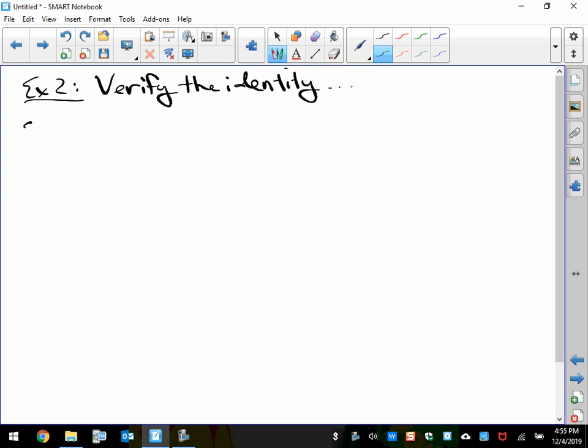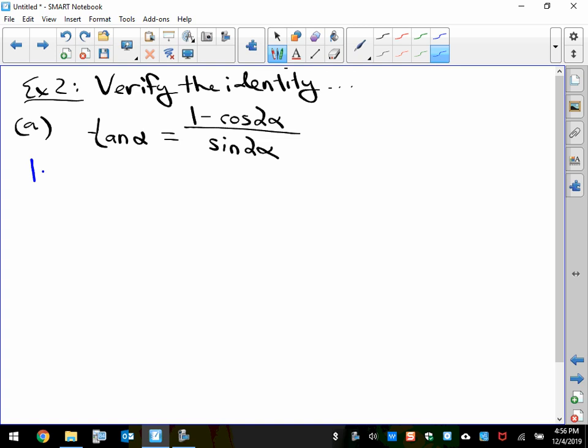Okay, so here's part A. Let me give you an identity here. So how about this one? Tangent alpha is really the same thing as (1 minus cosine 2 alpha) over sine 2 alpha. Do you believe it? I don't know. You probably do because I'm giving it to you. But we should probably verify that it's true.